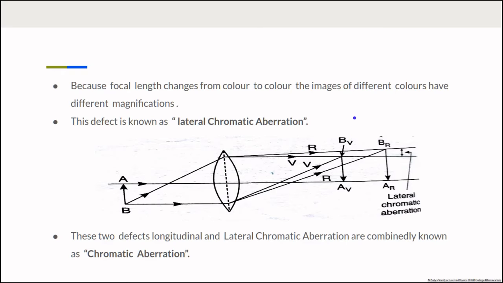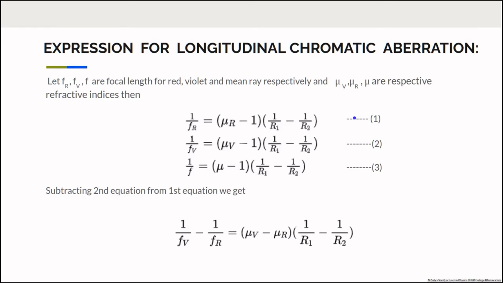Next, the expression for longitudinal chromatic aberration. Then what is the amount of longitudinal chromatic aberration? We have to derive the expression for longitudinal chromatic aberration.